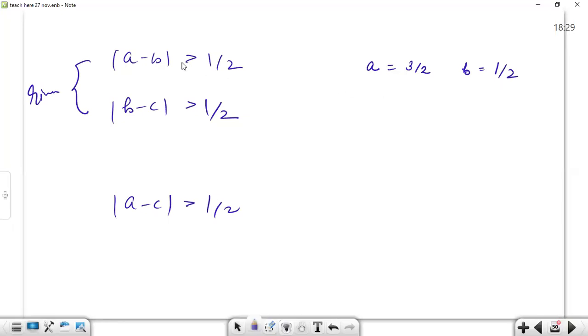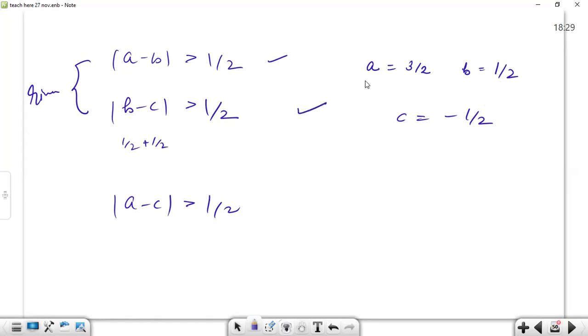Okay. So this will be satisfied? Yes, 3 by 2, 1.5 minus 0.5, that is 1, is greater than half. Okay, done. This is satisfying the given assumptions. Now if we take C as minus of half, so B is half, minus of minus half, it will be positive. So 1 is greater than half. Yes, this is also satisfying.